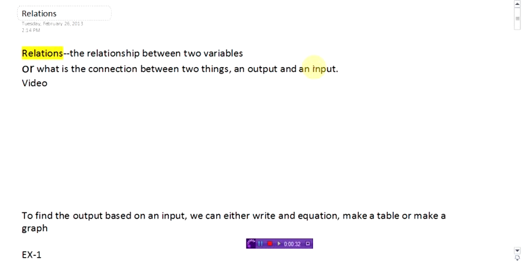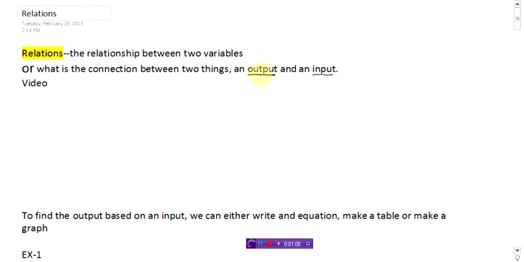You might have done these in elementary school where you have an input and output machine. You put a certain variable into the machine, an input, and then you get a certain value that comes out of it based on that. Before we do that, to find the output based on the input, there's a few things we could do. We can either write an equation using algebra language tricks, make a table, or make a graph.